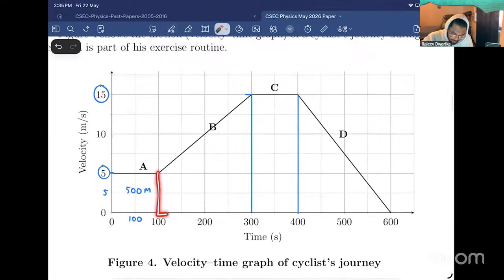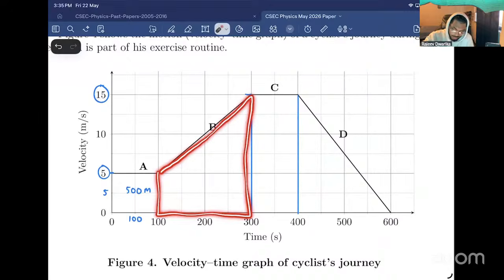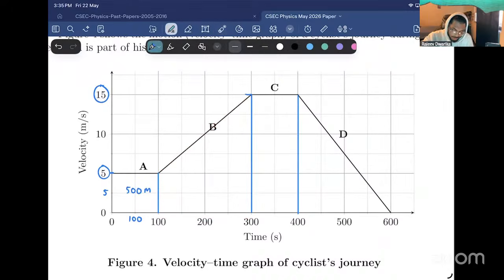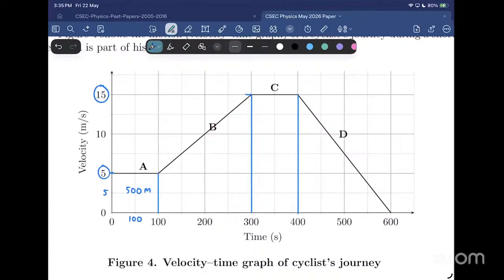What shape is this, guys? Trapezium, right? So to find the area for a trapezium, we need to know the two parallel sides.